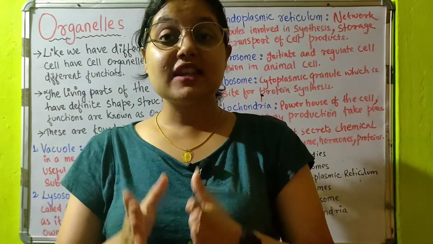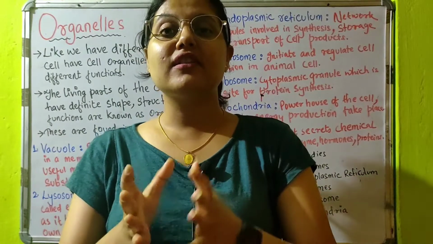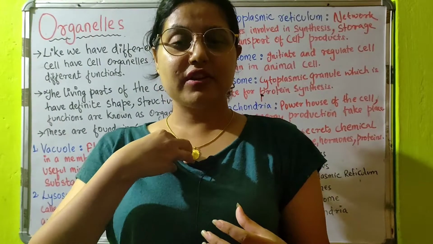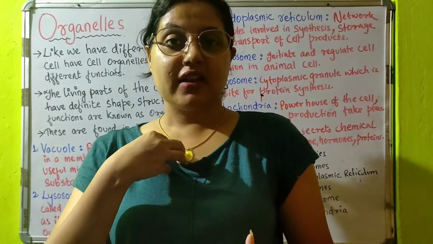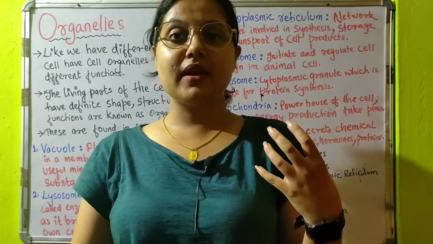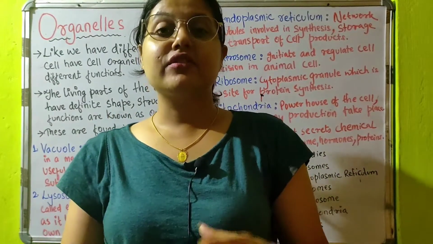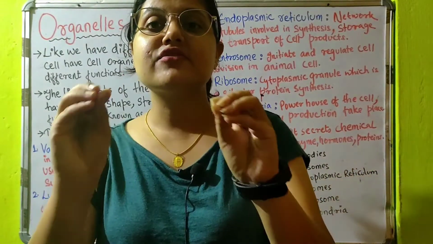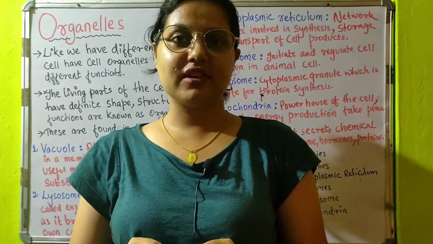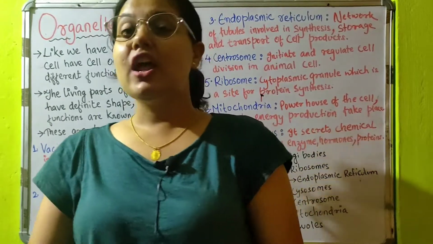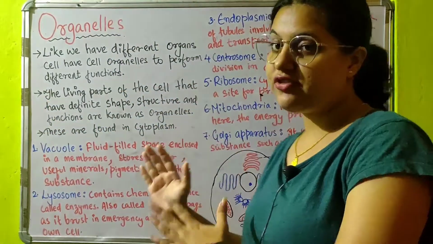And the shape of each and every organelle is different from one another. That means my heart is different from my kidney, right? And that is again different from my liver. Again, my stomach has a different structure. In the same way, there are different structures of cell organelles. They are specialized to perform specific functions. Now let us see the function of each and every one.